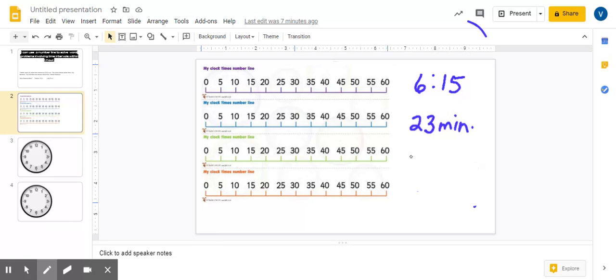What time did I finish my homework assignment? So I started at 6:15 and I ended 23 minutes later. So go ahead and plot that on your timeline.